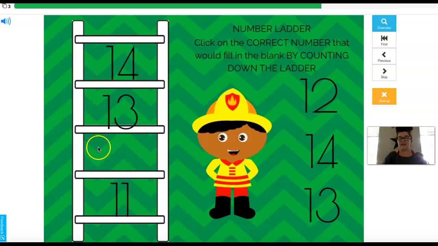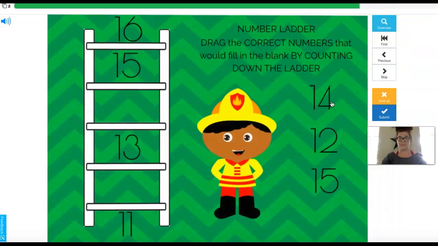What number goes in the blank space when I'm counting down the ladder? 14, 13, blank, 11. Now what was that trick we used? Oh, that's right. I can look in the ones column. And what is 1 less than 3? 2. And I still need to have a 1 because I still have a tens place. So which number over here has a 1 and a 2? 12, that's right.